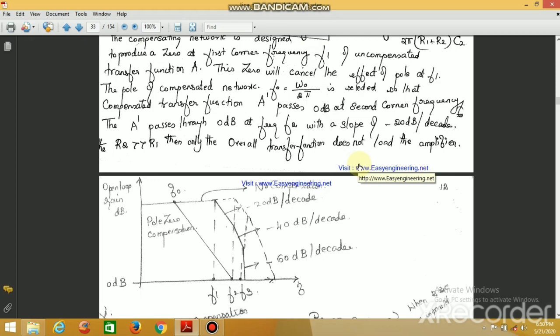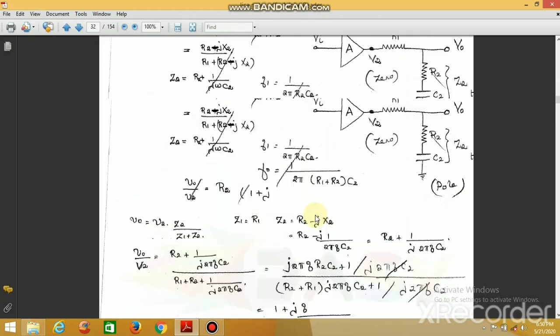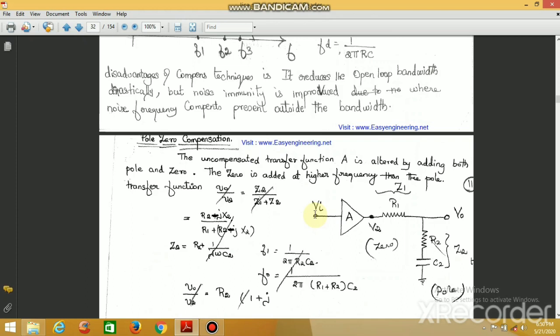The next compensation technique we are going to discuss is pole zero compensation. We have already seen that the dominant pole compensation is mainly suitable only for low frequency amplifiers, and for the improvement of bandwidth and high frequency amplifiers we have to go for the pole zero compensation. This pole zero network introduces a new pole at a sufficiently low frequency and a zero at a higher frequency. So you can see this is called a pole and this will be called a zero.